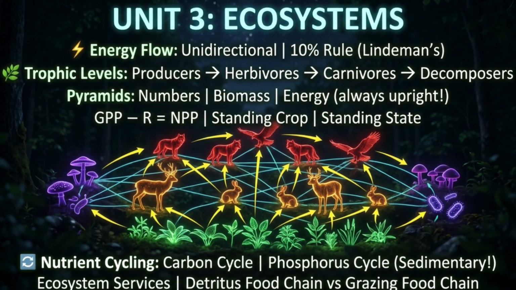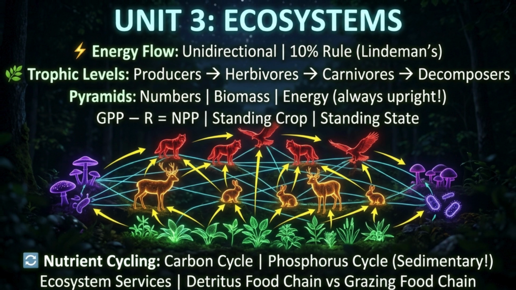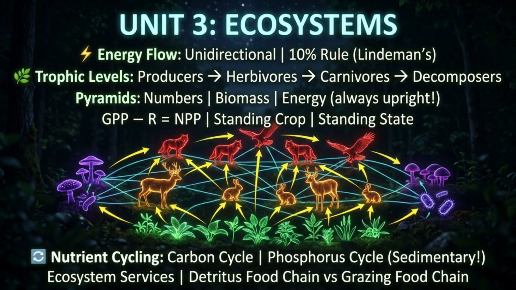Ecosystems are where energy meets matter. Let's lock in the most tested facts. Energy flows through ecosystems in one direction only, from sun to producers to consumers. It is never recycled. Lindeman's 10% law. Only 10% of energy is transferred from one trophic level to the next. This is why long food chains are energetically inefficient and rare. The pyramids. Numbers, biomass, and energy. The pyramid of energy is always upright, no exceptions. This is a direct NEET question. Gross primary productivity minus respiration gives you net primary productivity. This is what is available for consumers.